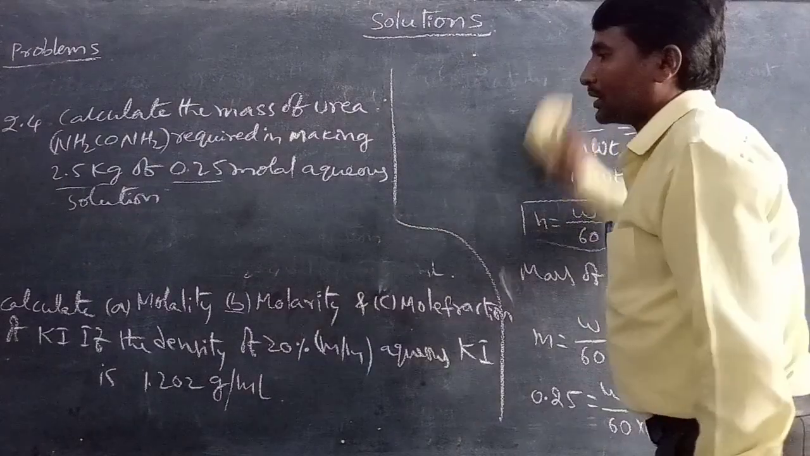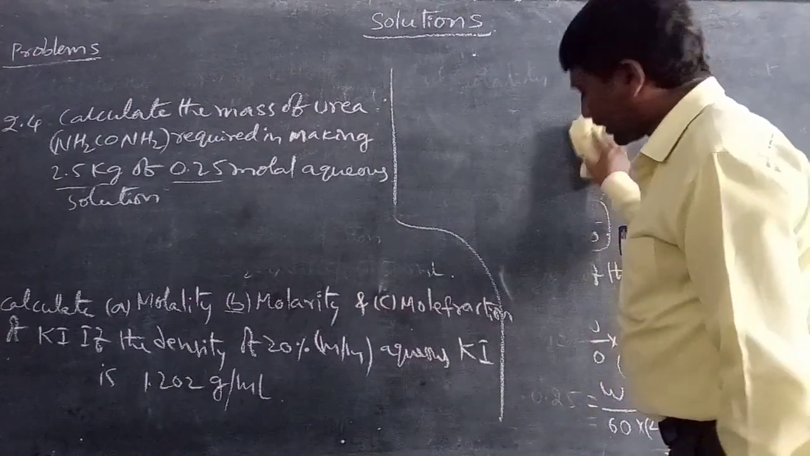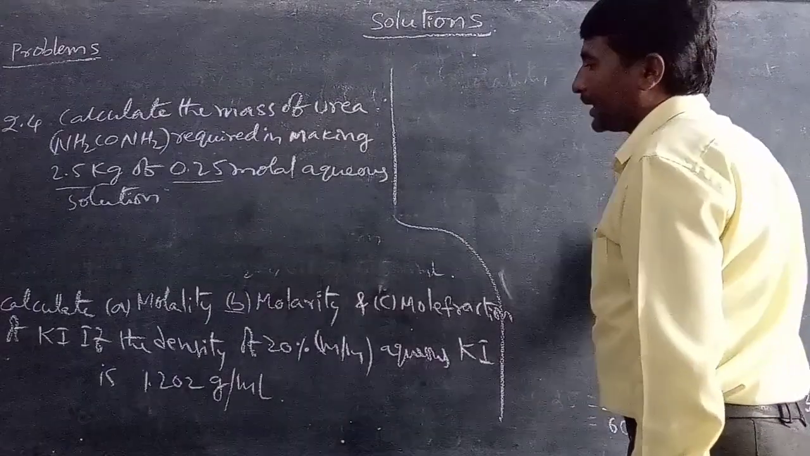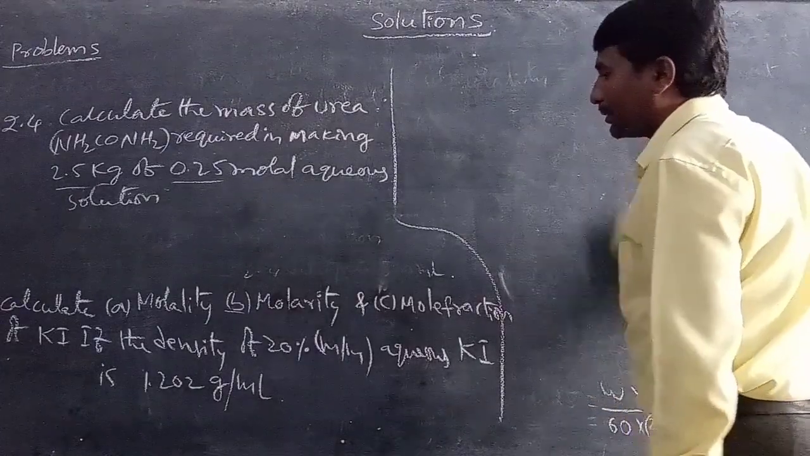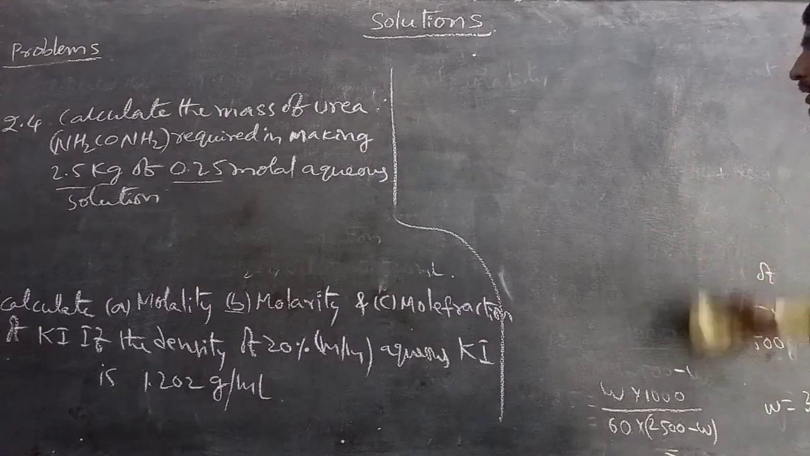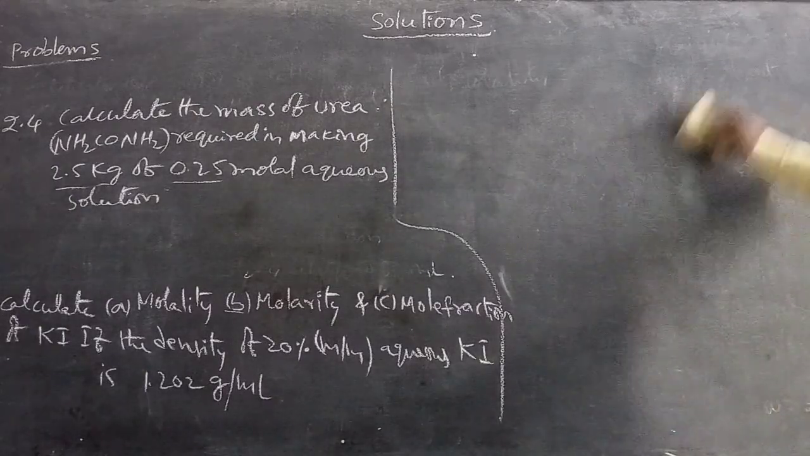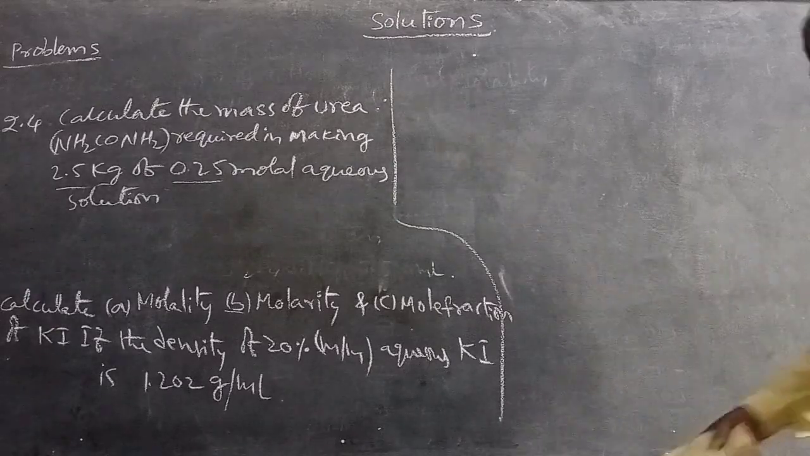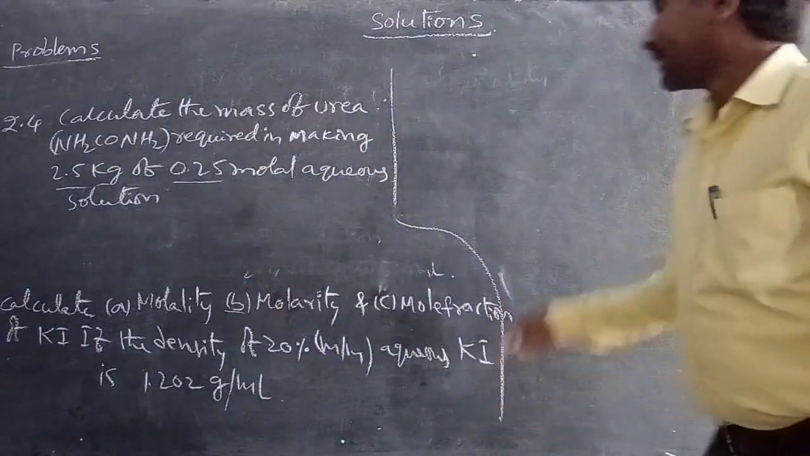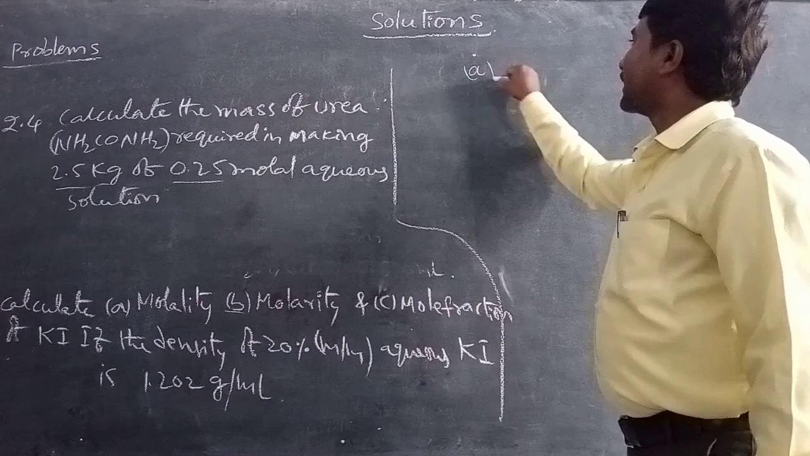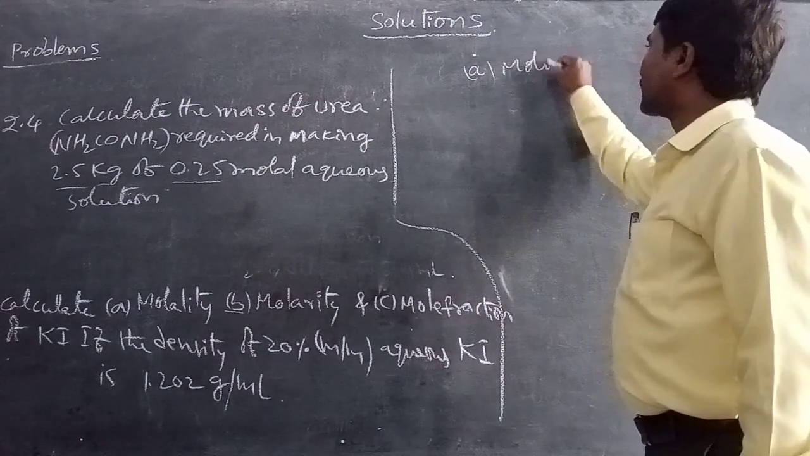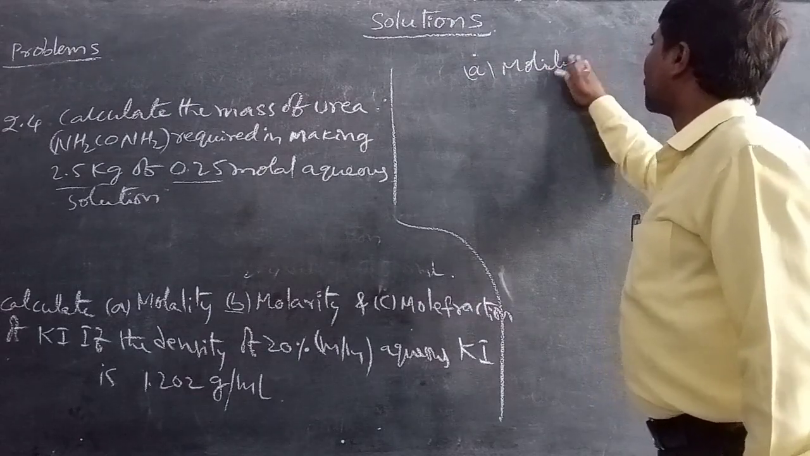Then another one is the 2.5 example problem. 2.5: calculate A, molarity, B, molality, C, mole fraction. So first one is A, molarity.